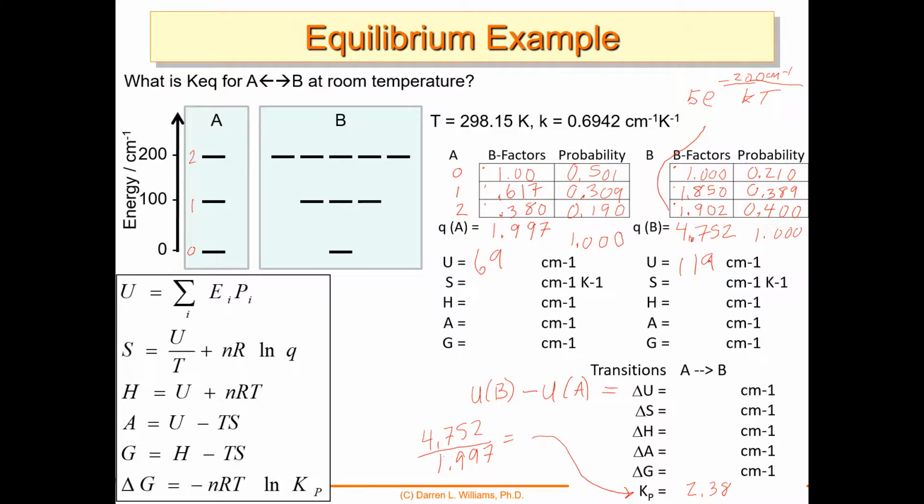And now what's products minus reactants? So 119 minus 69. 50? Okay, so down here we have 50 for our delta U. And notice it's positive. So our intuition was correct. It went uphill in terms of energy. Internal energy was endergonic. It went uphill. All right, let's do entropy.